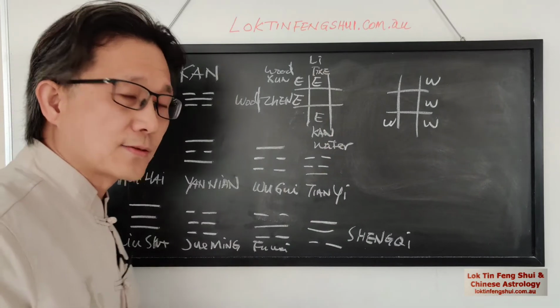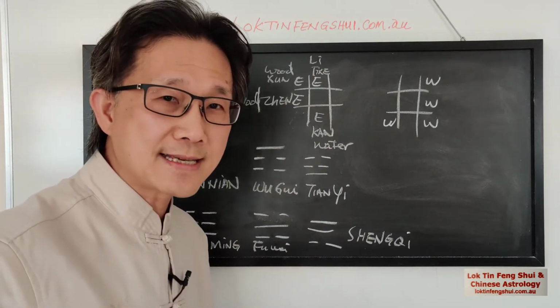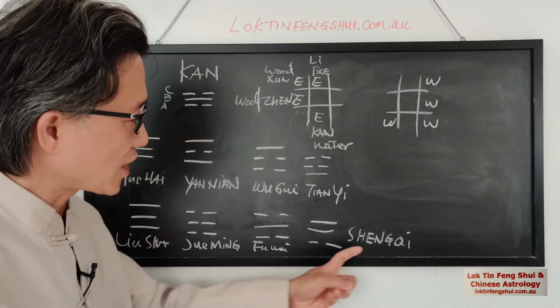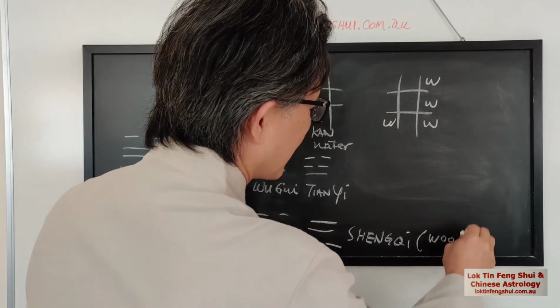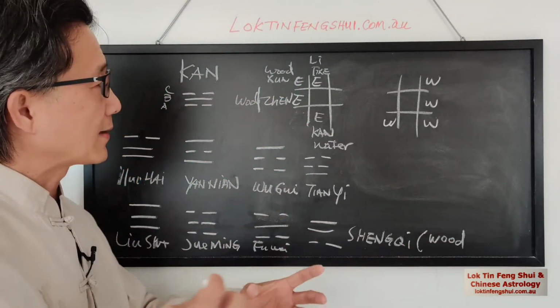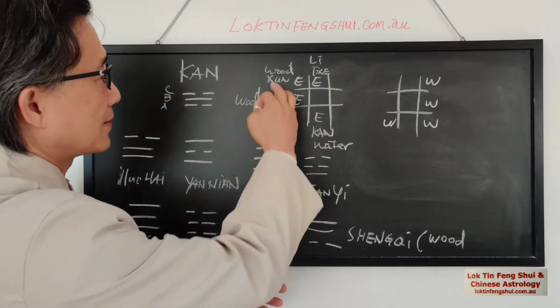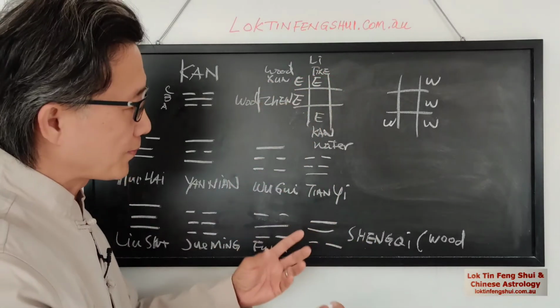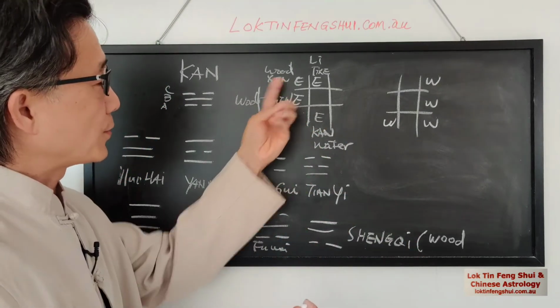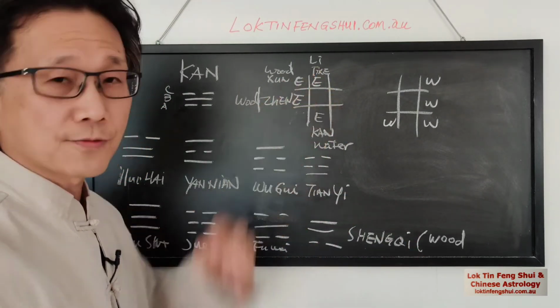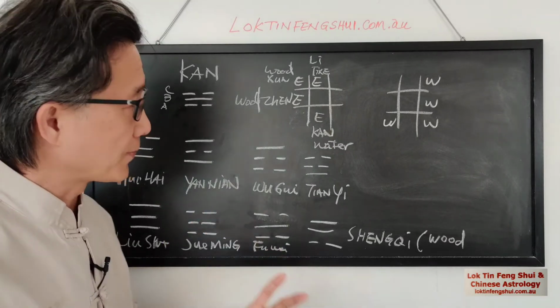So the best to use in the East group house is the Seng Qi, because Seng Qi is wood element here, wood element here. So when it comes to this palace or this Gua area, it is water and wood, wood and wood, wood and wood, and wood produces fire. So this is very good.